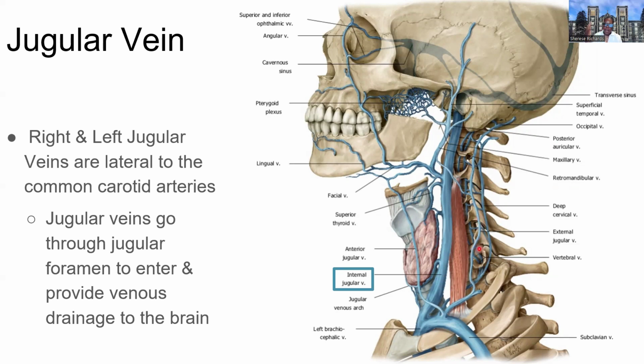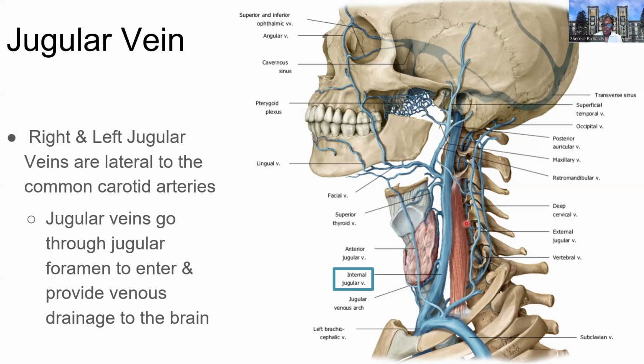External jugular is usually found on the surface of sternocleidomastoid. So we usually have to go more superficial to find external jugular, and then slightly more deep in the neck to find the larger internal jugular. External jugular is going to drain the face and scalp, kind of the territory of the external carotid.